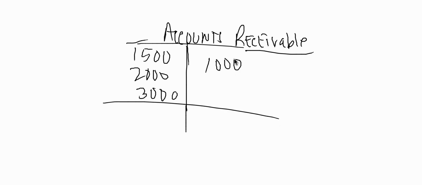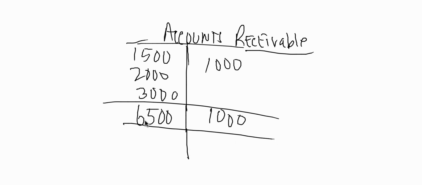So add up your debit side. It doesn't matter, add up your credit side. You have to add up both sides anyway. Okay. Again, I've got more debits than I do credits by $5,500, and so that is my balance in this account.